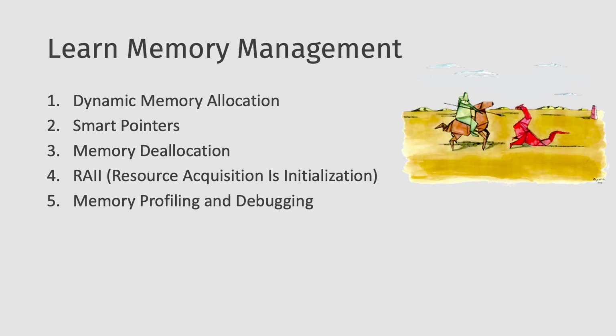Valgrind is a powerful instrumentation framework for memory management debugging, memory leak detection, and profiling. It provides detailed information on memory-related issues, helping you identify and rectify problems in your C++ code.